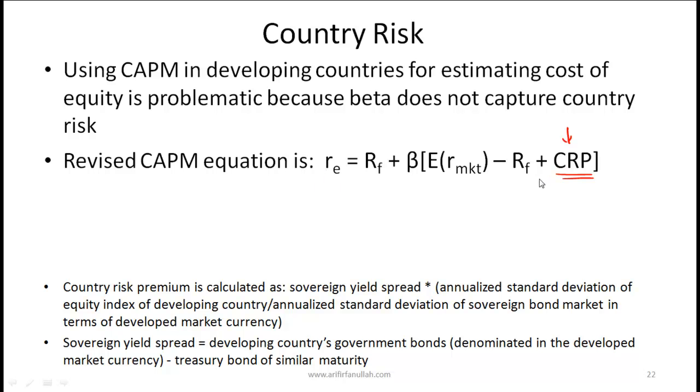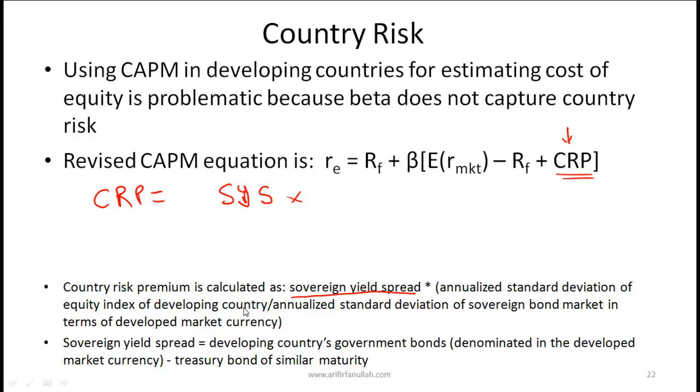In case the examiner wants to really drill you on this, which again is unlikely, you need to know how we derive this country risk premium. Clearly, the more risky a country, the higher the country risk premium, and hence the higher the required rate of return. Different textbooks give different formulas for CRP, and even within the CFA curriculum at different places there is a different formula for CRP. But at this stage the curriculum says the following: the country risk premium is equal to the sovereign yield spread, multiplied by the annualized standard deviation of the equity index of the developing country.